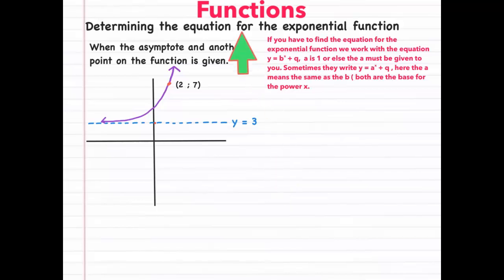Everyone, and welcome back to this functions lesson. And here we will determine the equation for the exponential function. Now if you have to find the equation for the exponential function, we work with the equation y equals b to the power of x plus q.